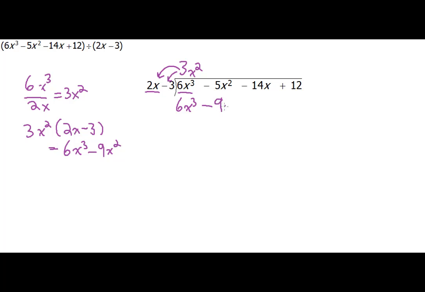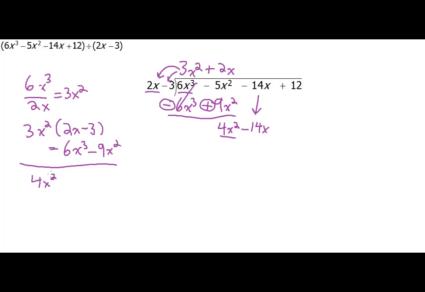So now we're going to subtract, but again, it's easier to do a simulated subtraction, so we're going to change this positive to subtraction, this negative to addition. Now these cancel out, that's how I know I'm in good shape. And I get positive 4x squared, and I drop the next term. So now we're going to play the same exact game, but we're going to use the 4x squared. So we're going to ask ourselves, what times 2x would be 4x squared? And that's positive 2x.